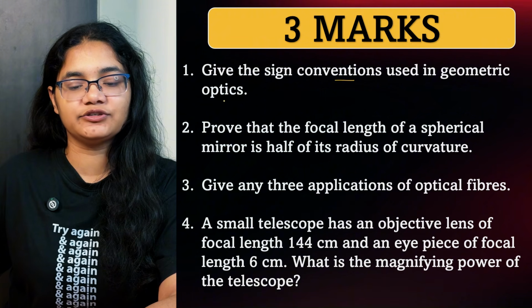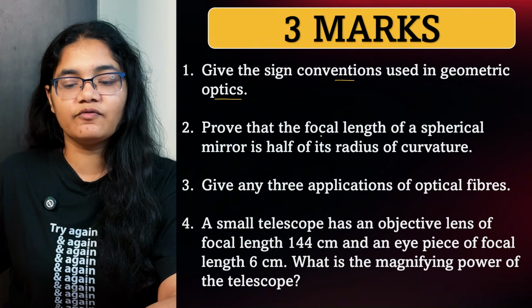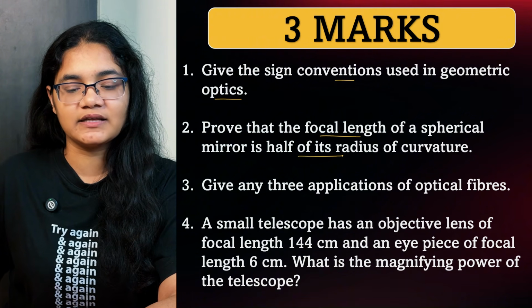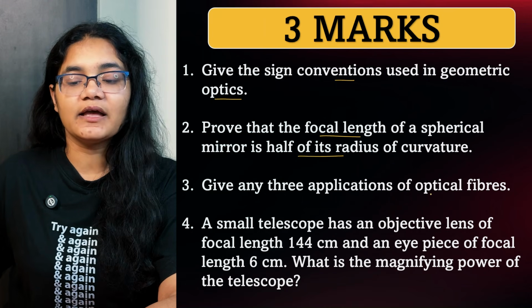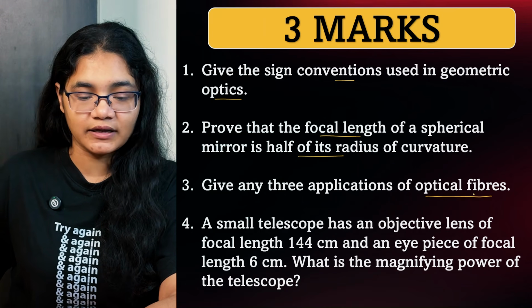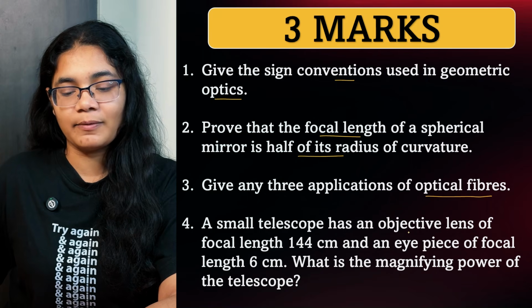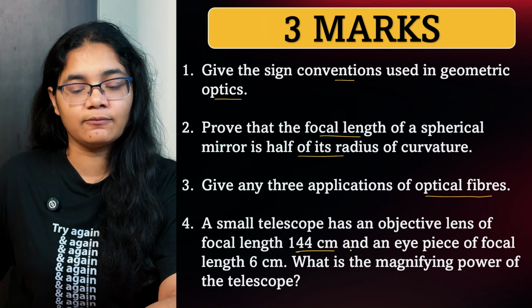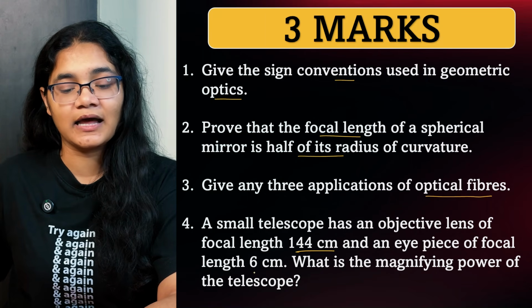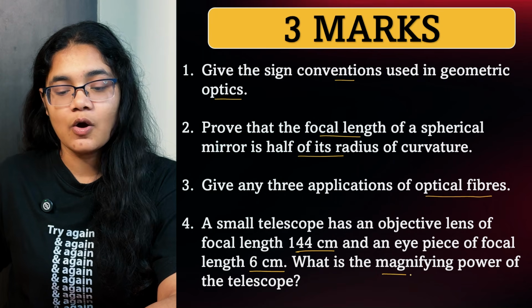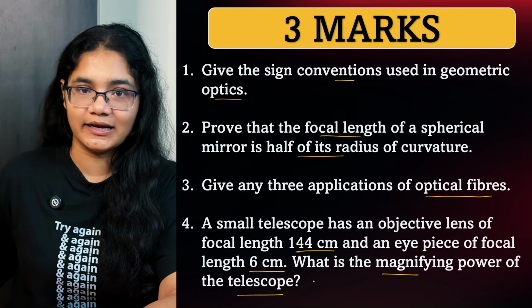Give the sign conventions used in geometric optics. Prove that the focal length of a spherical mirror is half of its radius of curvature. Give any 3 applications of optical fibers. A small telescope has an objective lens of focal length 1.144 centimeter and an eyepiece of focal length 6 centimeter. What is the magnifying power of the telescope?